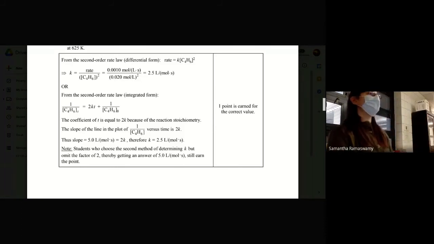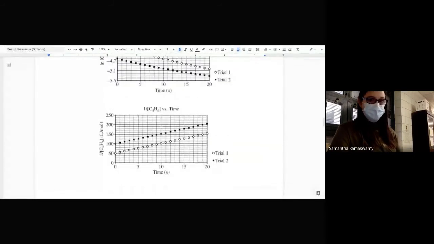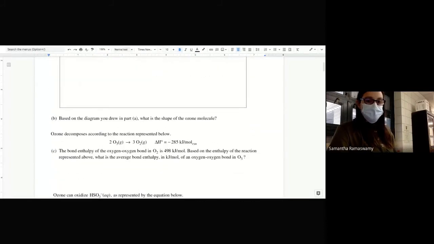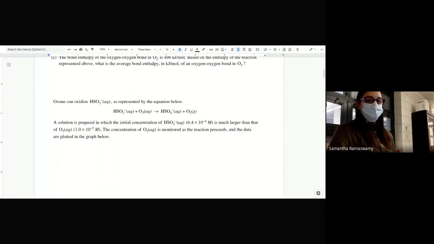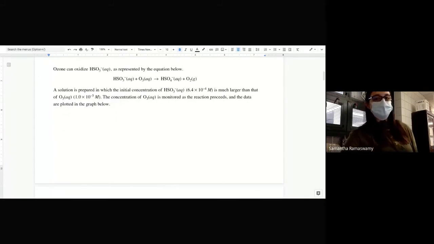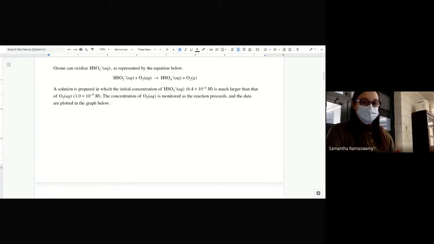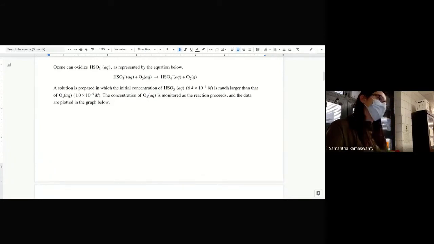On a normal day, we would have done this entire question. Now, I want you to start where it says ozone can oxidize HSO3- as represented by the equation below. When you're looking at number 1, you can make yourself a note to look back at A, B, and C later. You're going to start right here where it says ozone can oxidize, because then it gives you some information. That's why I'm telling you to look at this before you flip to the back page. Then it gives you a graph. You're going to read through this information, and then you'll answer part D.